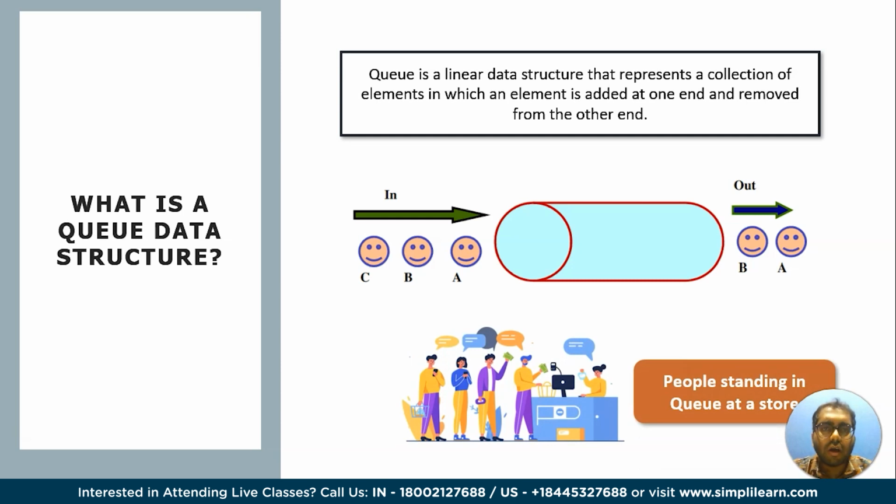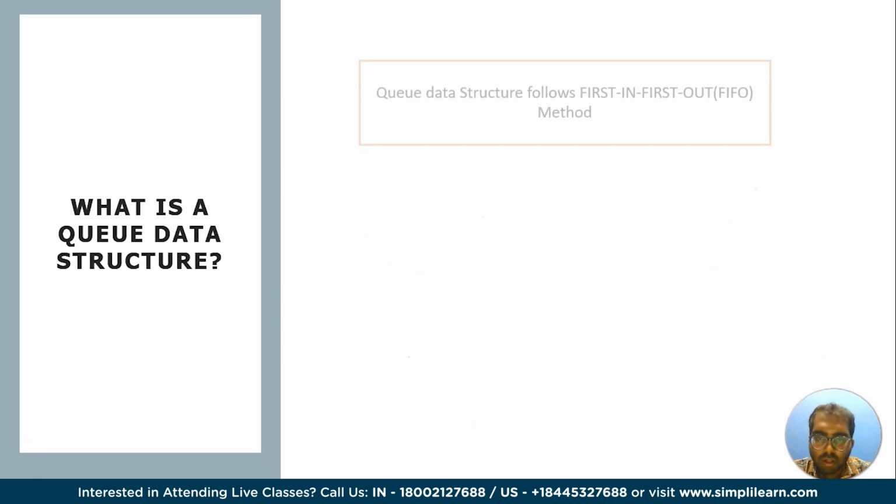Now there are a lot of real life examples as well. People standing in a queue at a store is one simple example of how the queue data structure works, or maybe people waiting at a railway station for tickets, or in a hospital, or at a petrol bunk. Many such examples are based on the queue data structure.